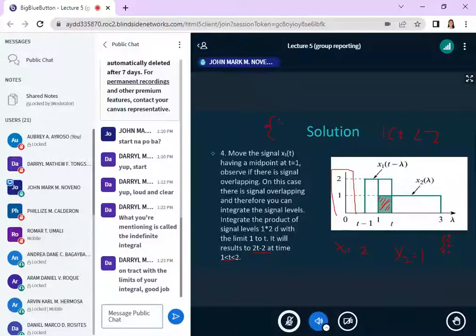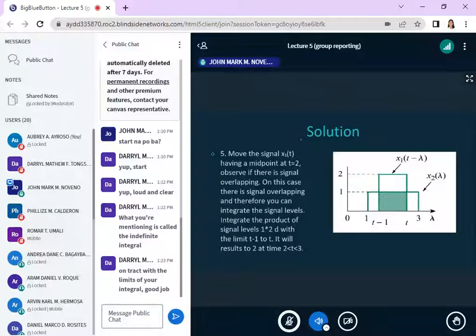Yung kanina, 0. Ngayon naman, 2t minus 2. And uulit-ulitin natin tong steps natin na to. So next step, move the signal x sub 1 having a midpoint at time 2. Observe if there is a signal overlapping. In this case, there is a signal overlapping and therefore, you can integrate the signal levels. Integrate the product of signals 1 times 2t with limit to t minus 1 to t. It will result to 2 at time t greater than 2 but less than 3.